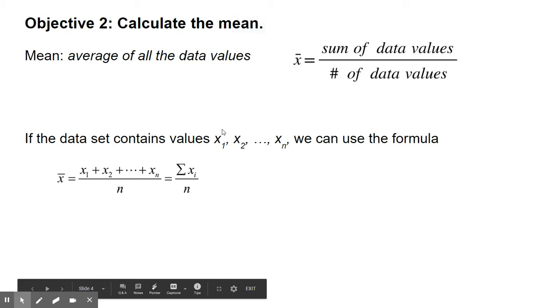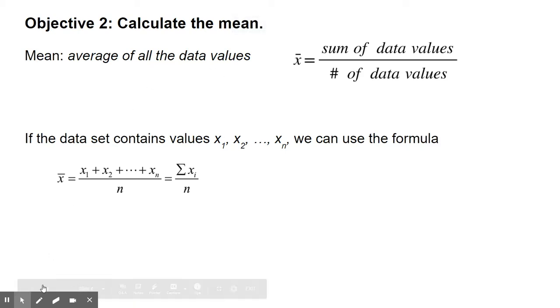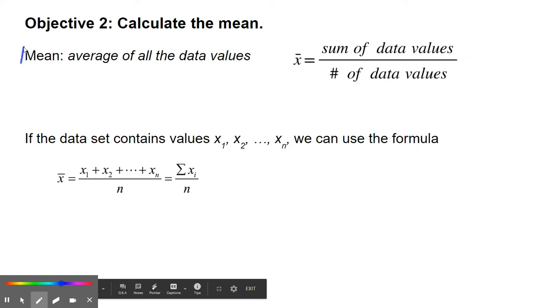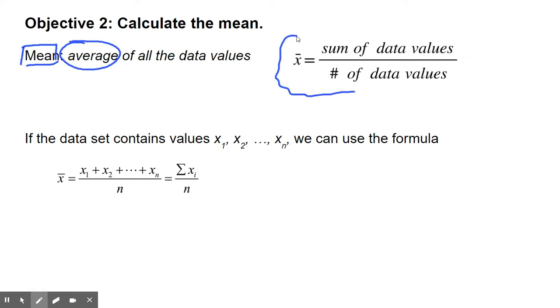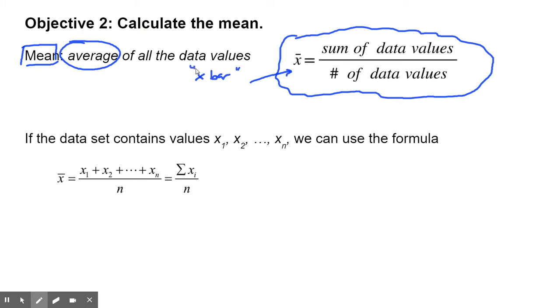Okay, so objective 2, now we're going to talk about the mean. Of course, when we look at the mean, we know that the mean is just the average of our values. Here is the formula to find the average. You sum up all the values and then you divide by the number of values. Now this x with a bar across the top is pronounced x bar, and it stands for the sample mean. When we get into chapters 6, 7, 8, potentially 9, we will use x bar a lot.